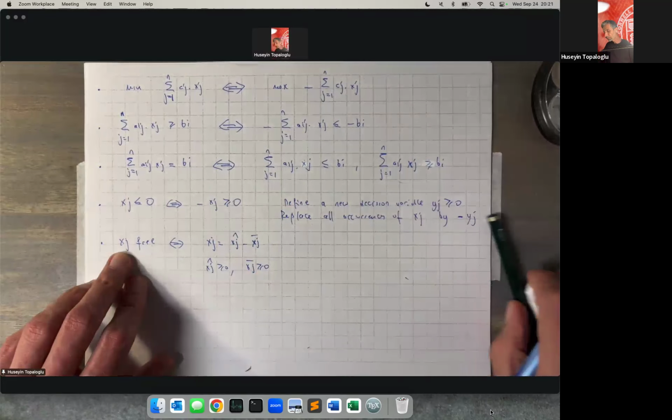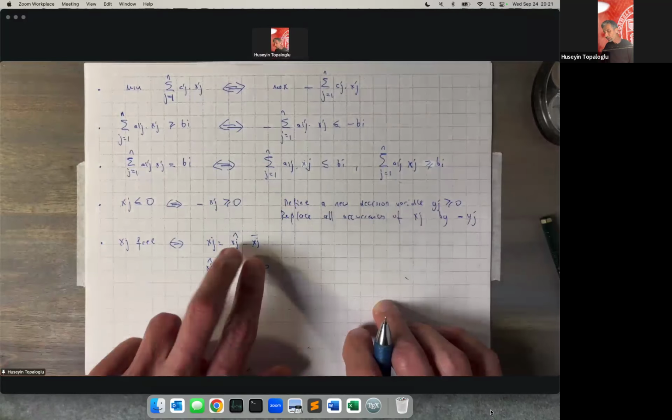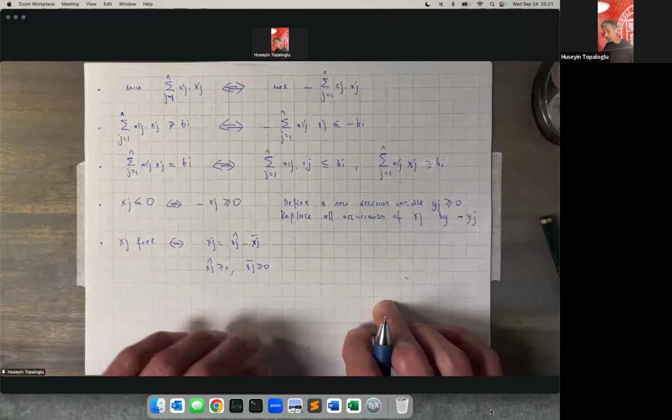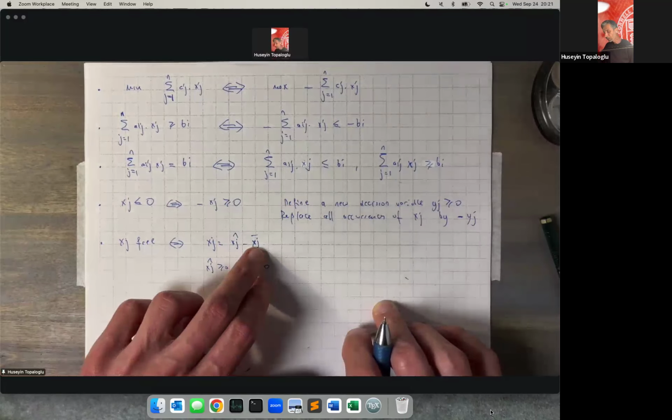So if I have a decision variable that's free, what we can do is define two new decision variables, xj hat and xj bar, that are both greater than or equal to 0, and we replace all occurrences of xj by xj hat minus xj bar.